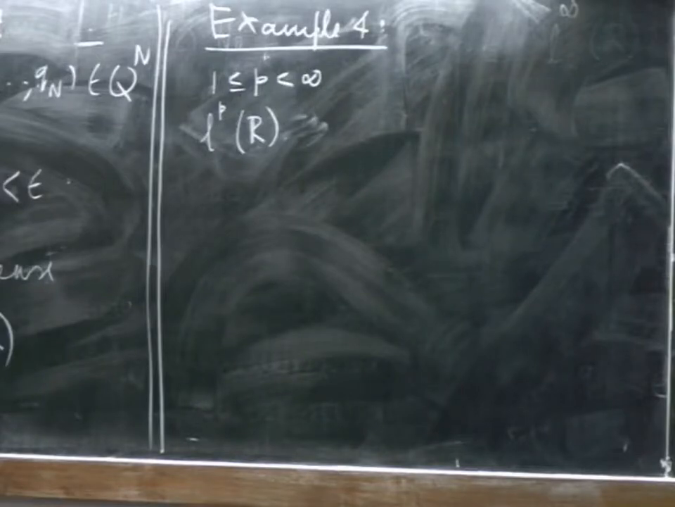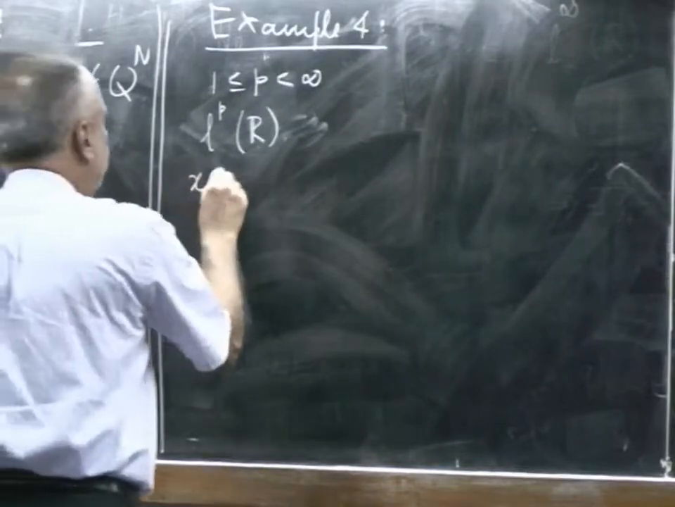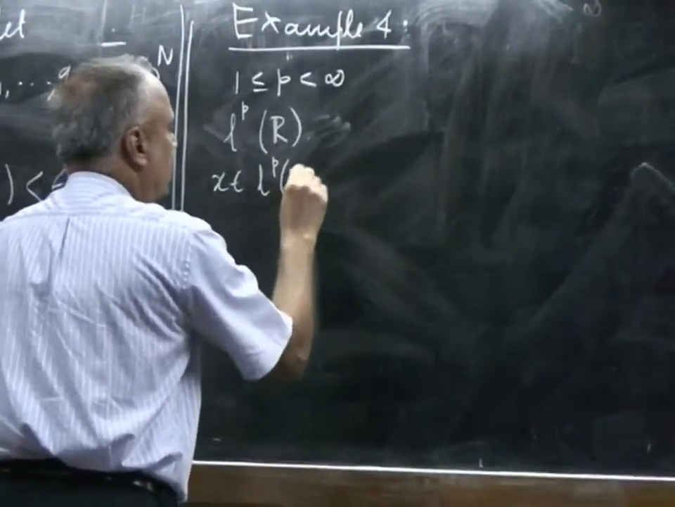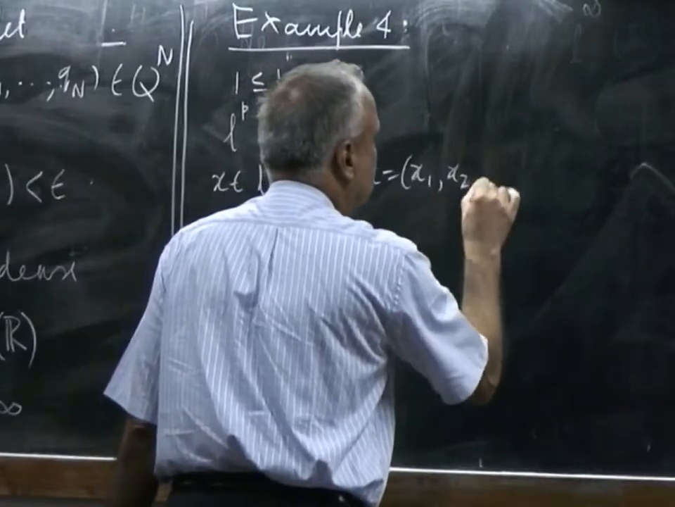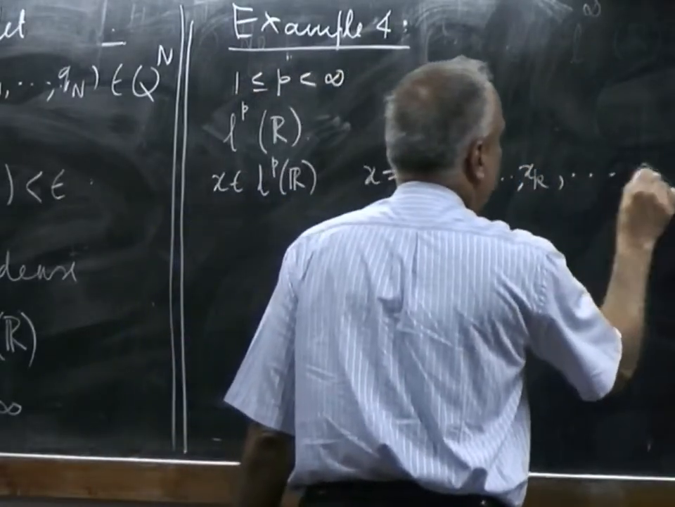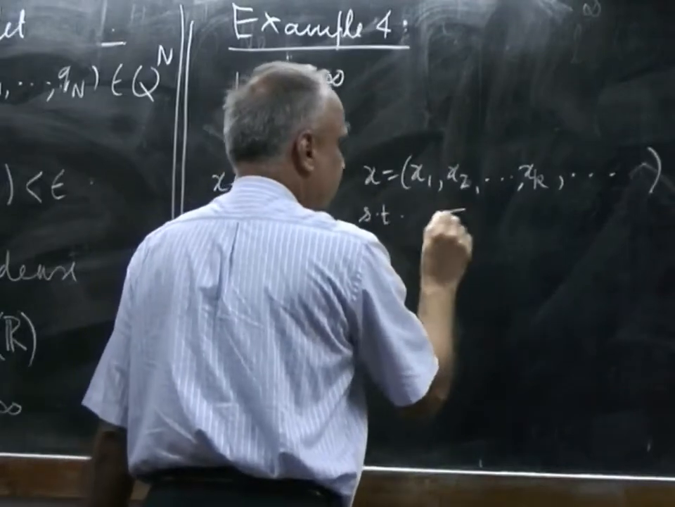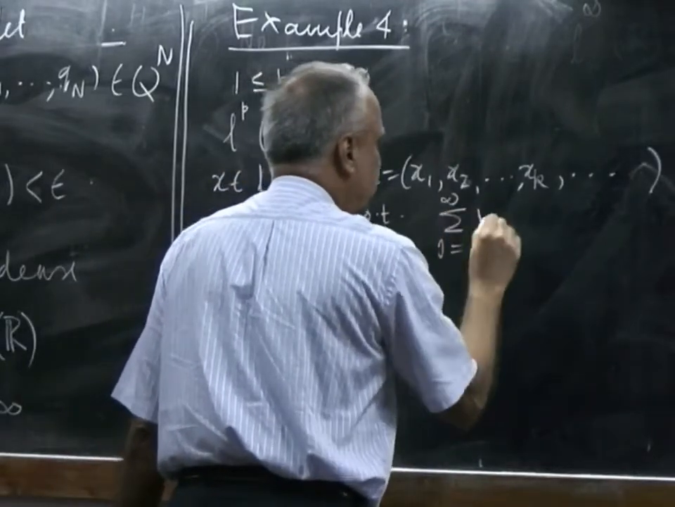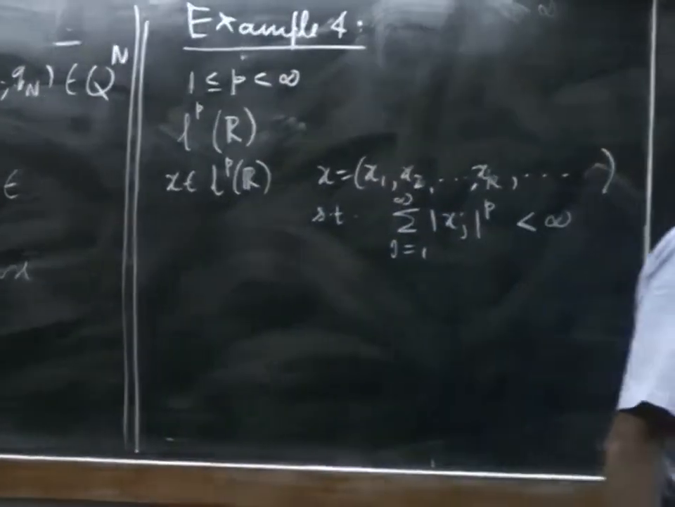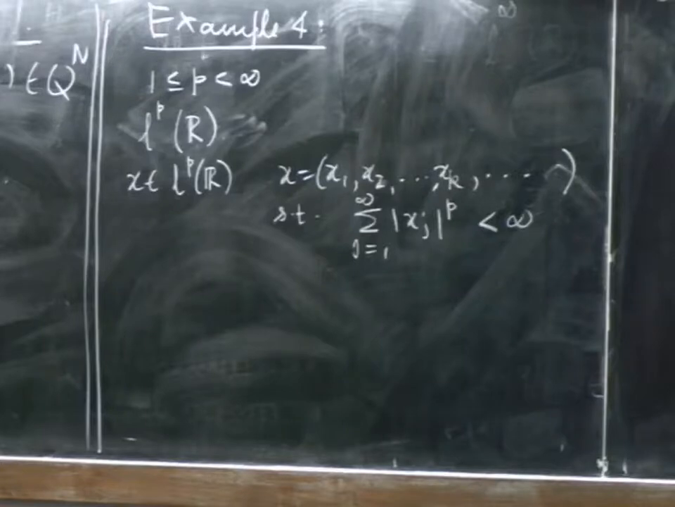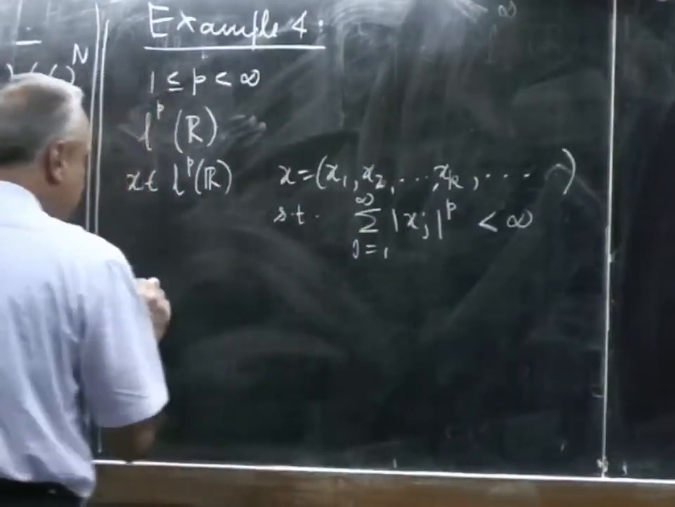So l^p infinity. So if x is in l^p, what does that mean? x must be x1, x2, ..., xk, etc. such that the summation j equal to 1 to infinity |xj|^p is less than infinity. We consider all those vectors for which this series converges. Alright, so we are going to look at such vectors, and suppose now we are given such a vector and we are given epsilon greater than 0.